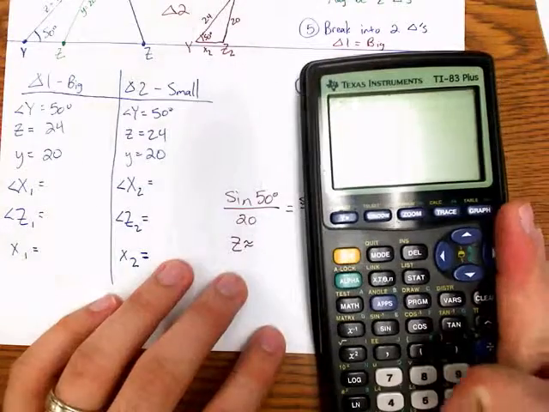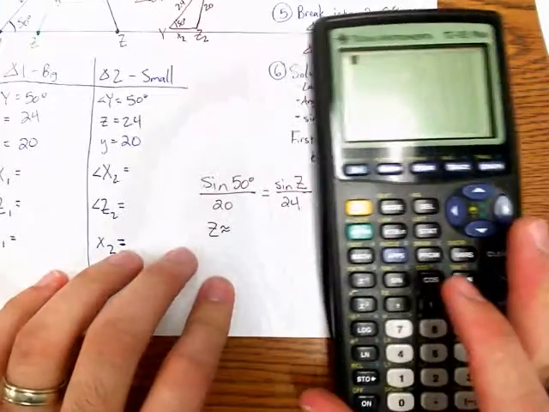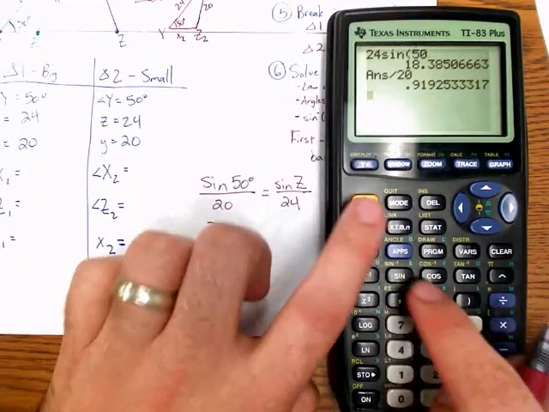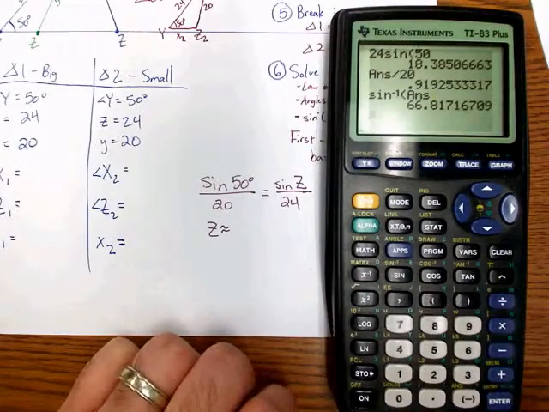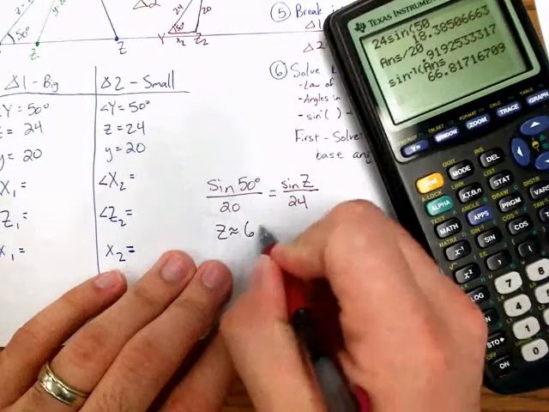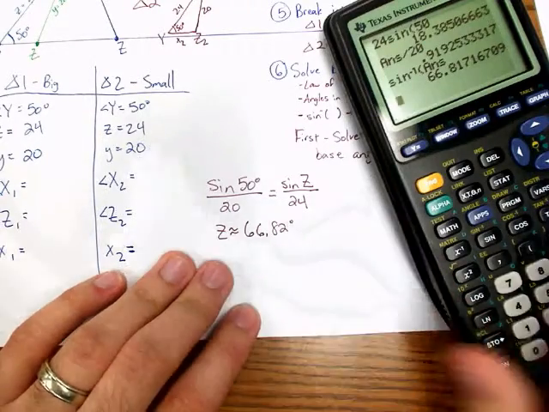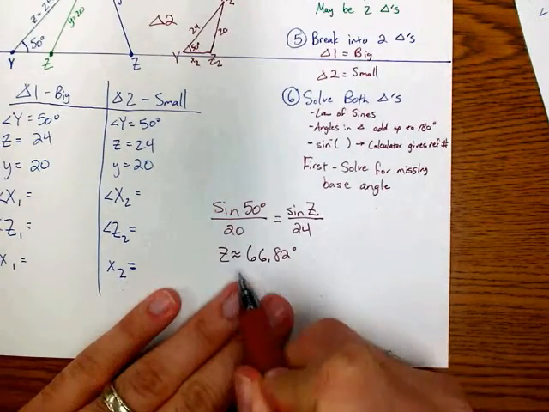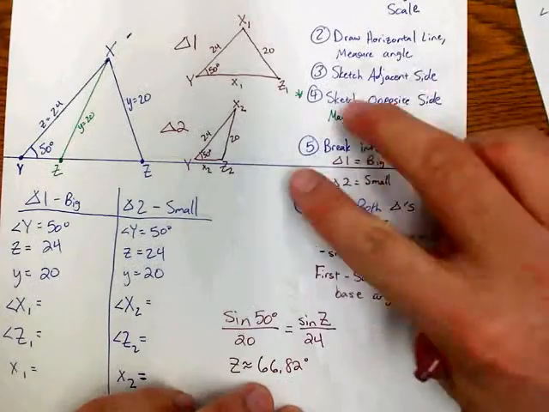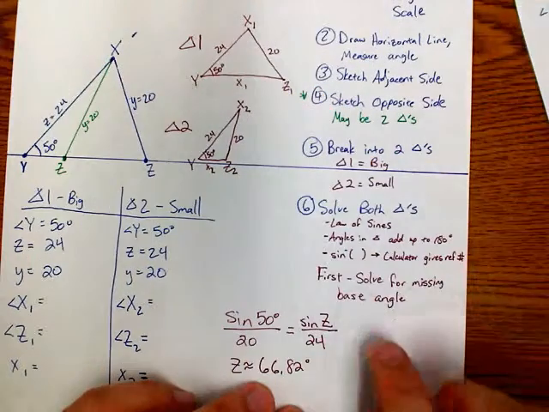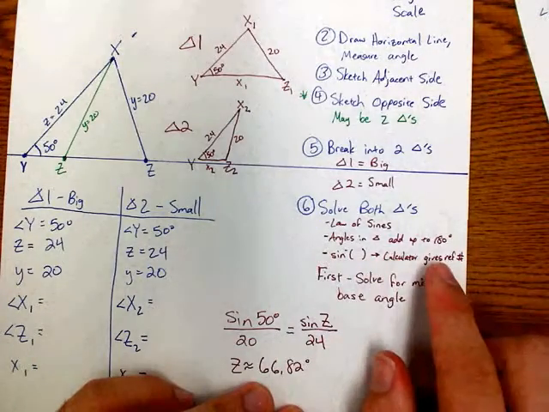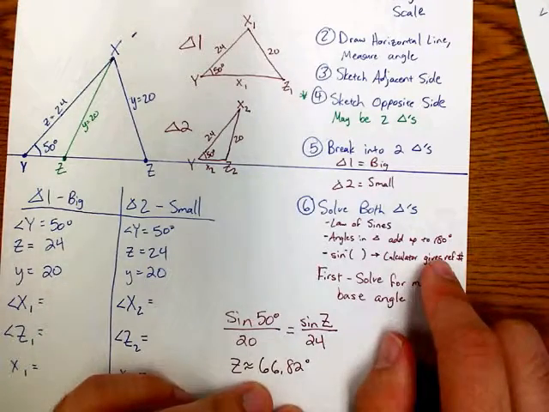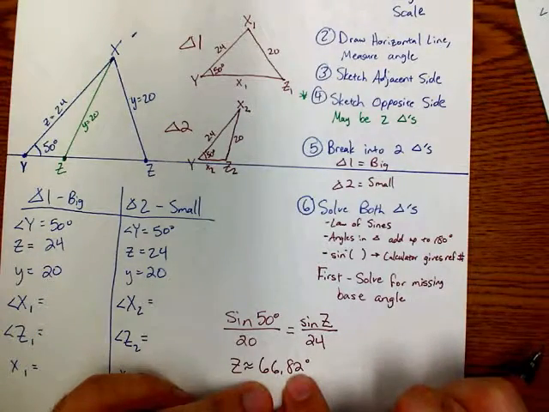So in my calculator, 24 sine of 50 divided by 20, and we need to take the inverse sine of that number, and we find z is approximately 66.82 degrees. My calculator is in degrees, so that's in degrees. So we have that angle. The question is, is it z1 or z2? There's two possibilities here, but the calculator only gives you the reference number. Remember, the reference number is the angle in the first quadrant when you think about your unit circle. 66.82 degrees is the reference number for whatever angle is in the second quadrant.